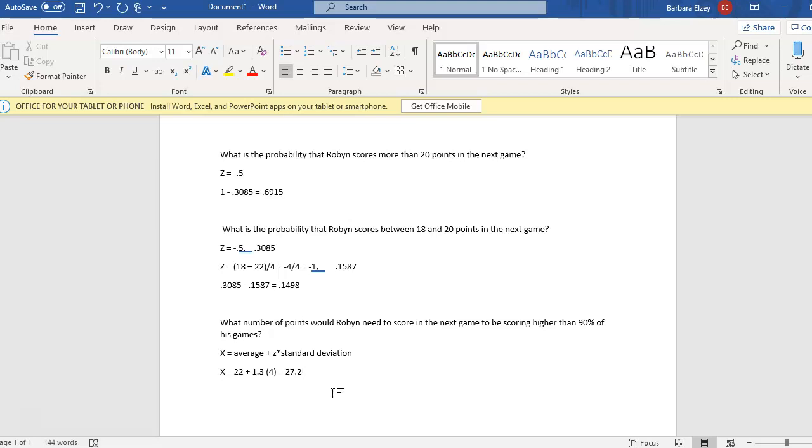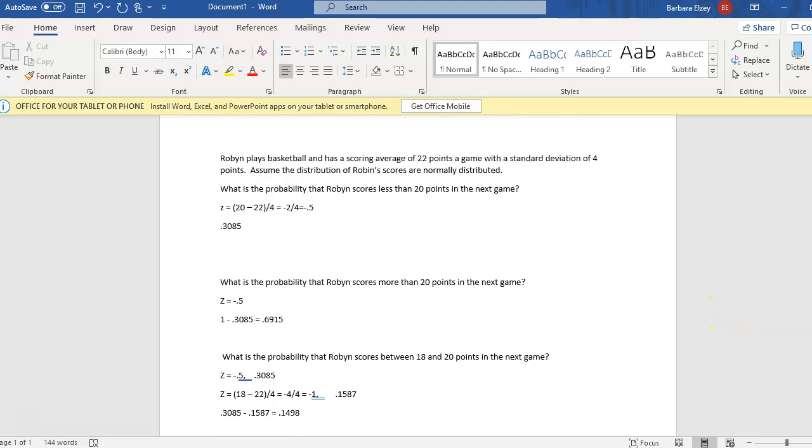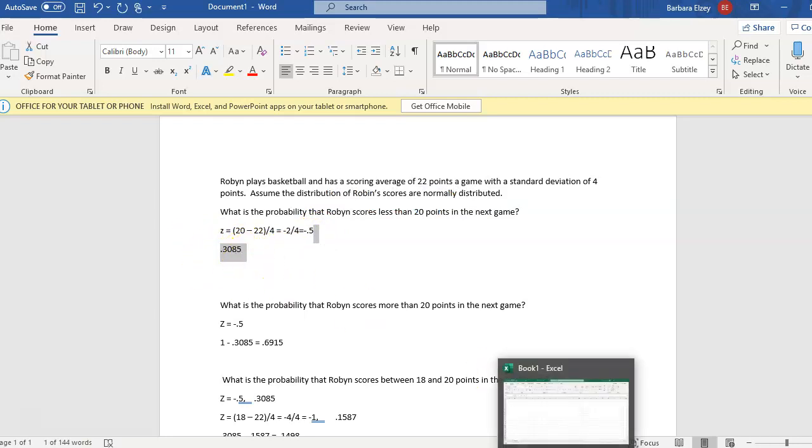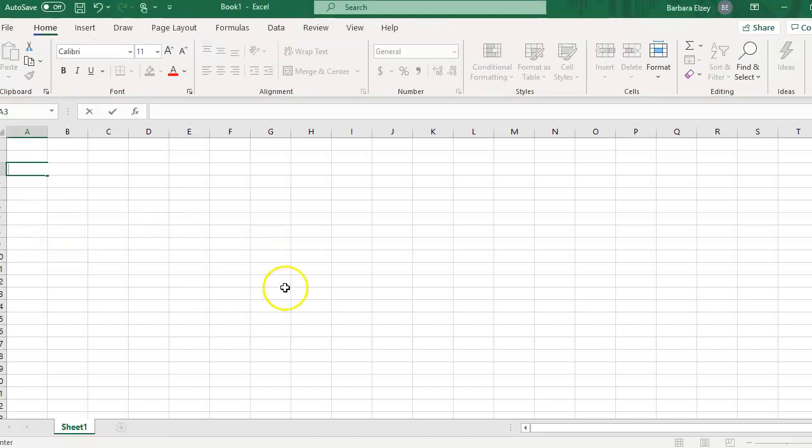All right, now, I said I was going to show you also, rather than using the table, how to find these probabilities using Excel. Now, let's note just one thing. Whenever we look something up on the table, it and what we're about to get out of Excel are the same thing. So, let's say I've done my z-score right here. I've got my negative 0.5, and I want to use Excel to find this probability, this 0.3085. I've already got Excel open.